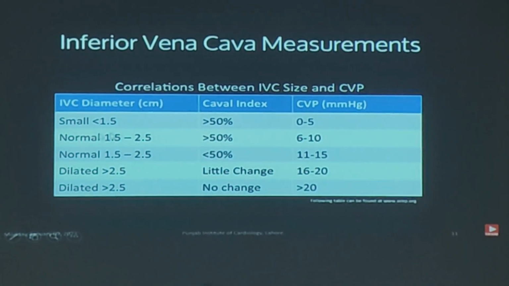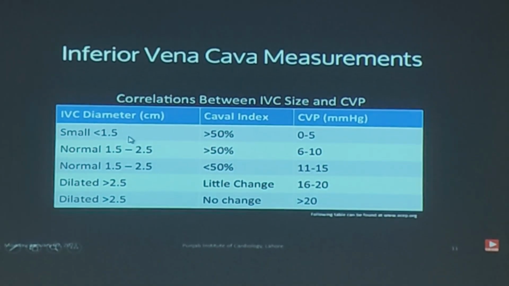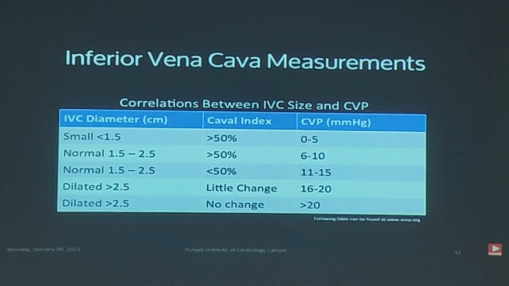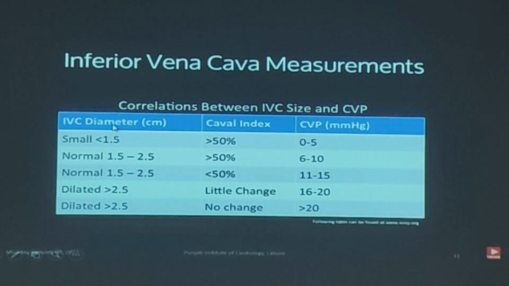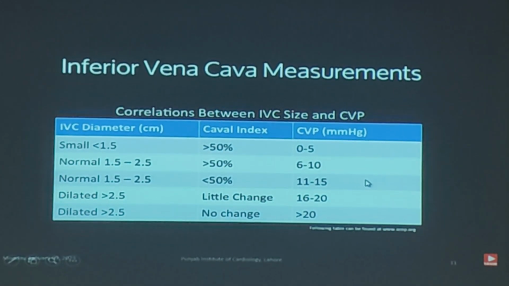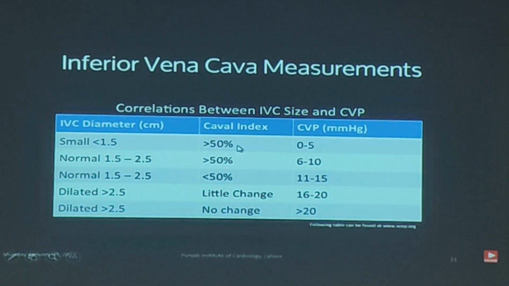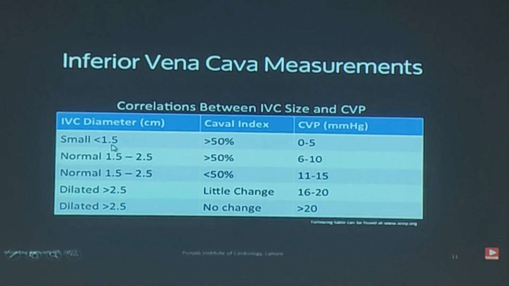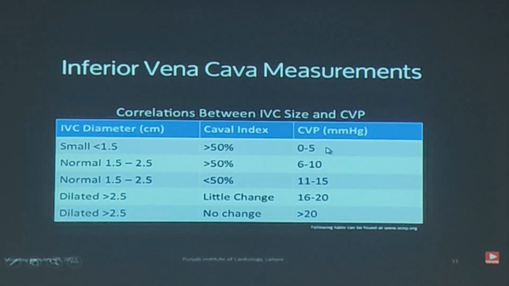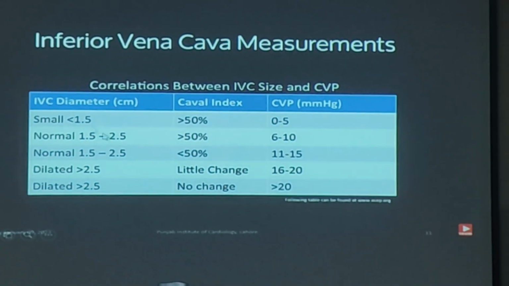If it is the IVC diameter, we will look at three things to calculate the status of the fluid: the size of the IVC, the caval index, and we can estimate the CVP of the patient, how much it would be. If the caval index is more than 50% and the IVC diameter is 1.5 or less than 1.5 centimeter, it means that our patient is empty, and the CVP should be around a low value in centimeters.